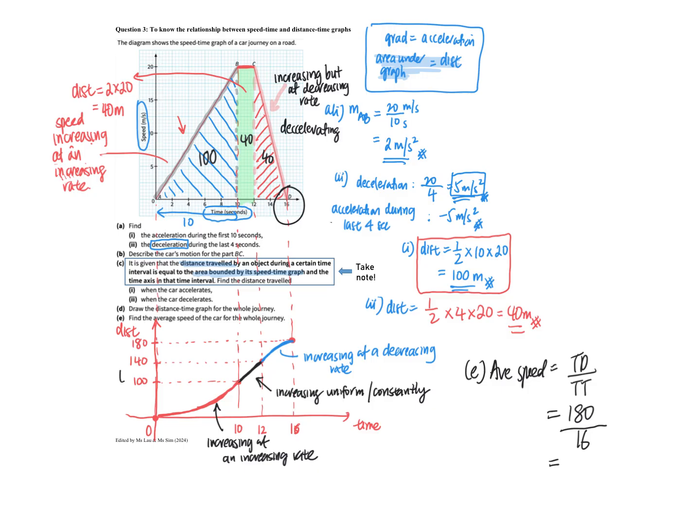I add 40, because the second section is 40 meters, so I add the 40. Then the last 4 seconds is also 40, so I add another 40. Oh no, we are talking about the total distance traveled for the whole journey, so it progressively goes up.